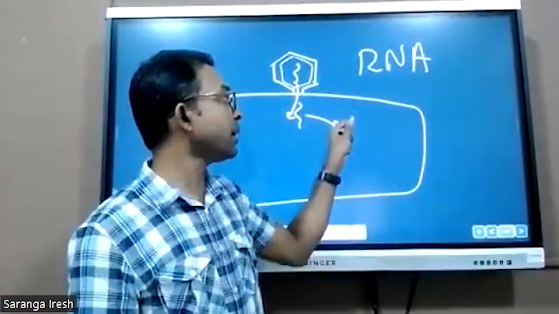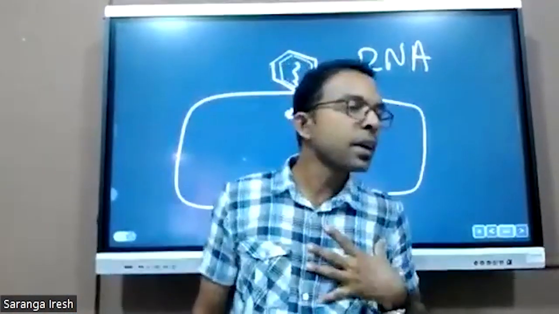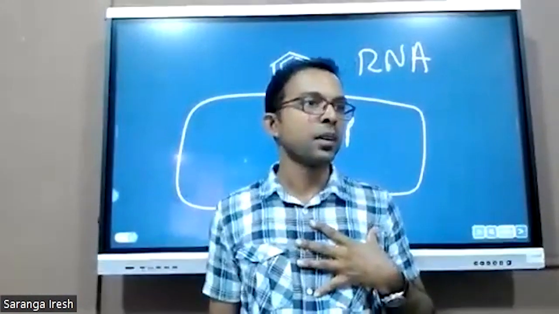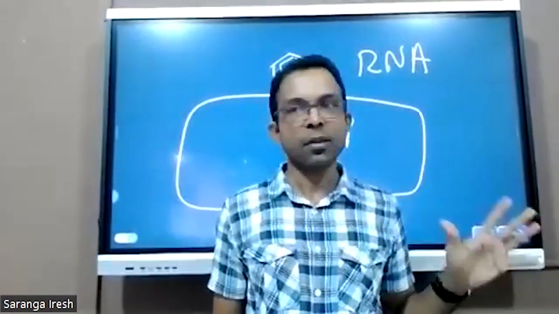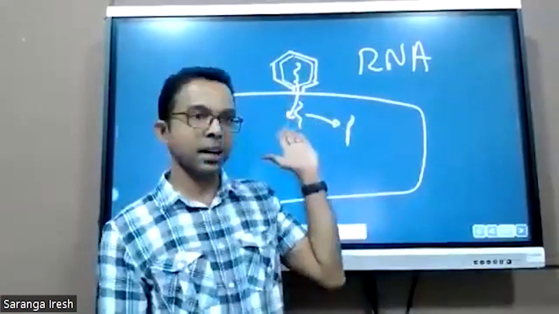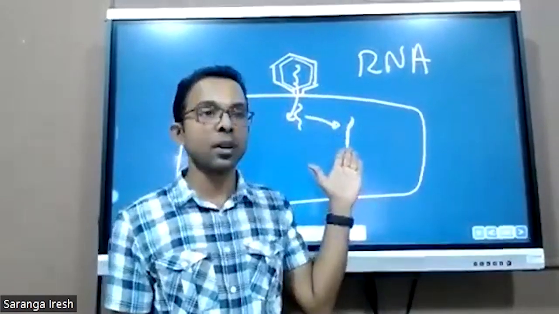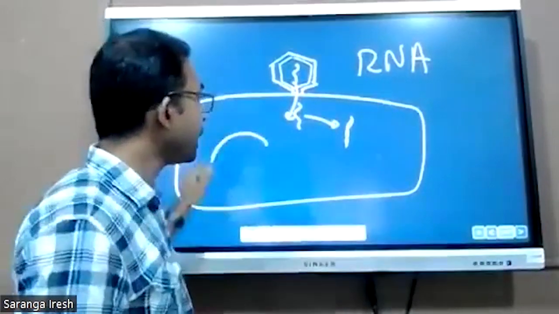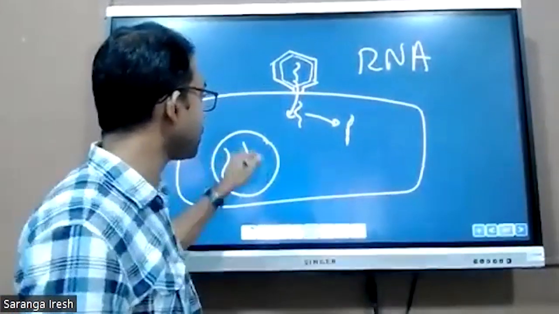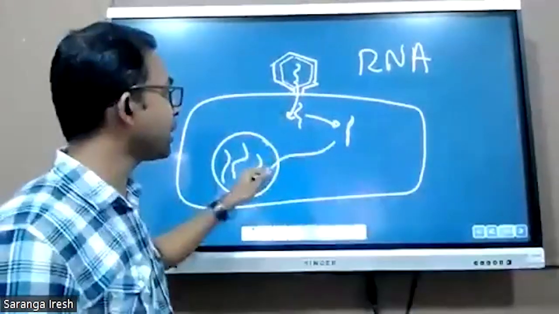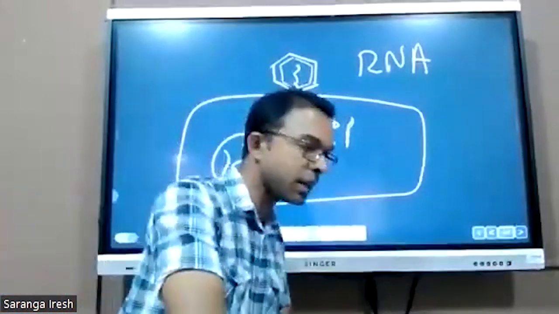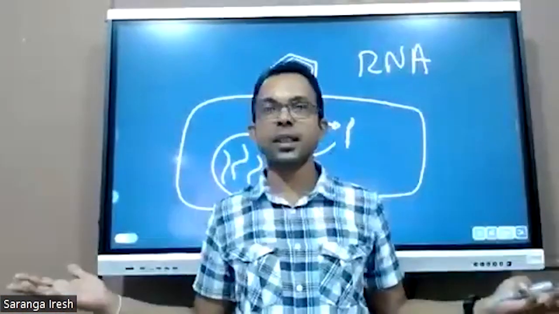Finally, it synthesizes a DNA molecule. Our genetic material is DNA, not RNA. Therefore, nothing happens when only the RNA is there. That's why the viral RNA synthesizes the DNA molecule. This DNA molecule gets into the nucleus and attaches to our chromosome DNA in our nucleus. So then the person is infected.